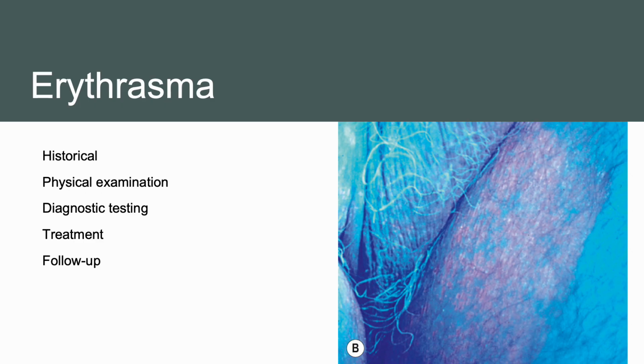Here's a clinical image of erythrasma. For history, we want to ask about chronic recurrent skin discoloration in skin folds with minimal discomfort. On physical exam, we see brownish-red scaly plaques in intertriginous areas. And with the Wood's lamp, there's a characteristic coral red fluorescence seen, and that's pictured here.